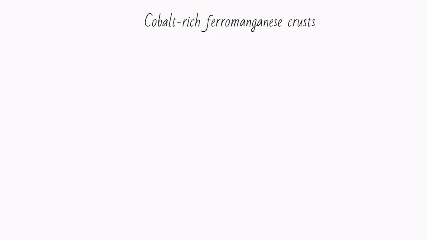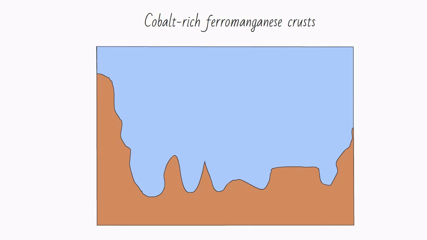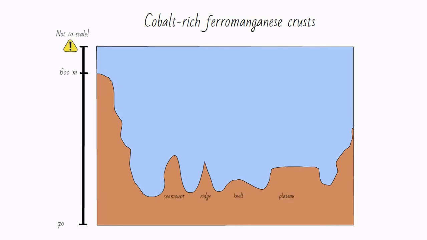Cobalt-rich crusts, more correctly known as cobalt-rich ferromanganese crusts, are found primarily on seamounts, ridges, knolls, and plateaus at ocean depths of 600 to 7,000 meters. The cobalt-rich crusts with cobalt concentrations of economic relevance are found at depths of 800 to 2,500 meters.